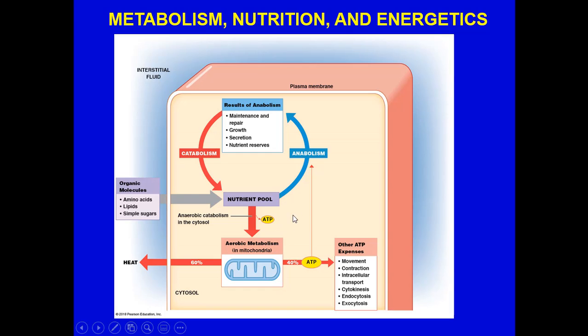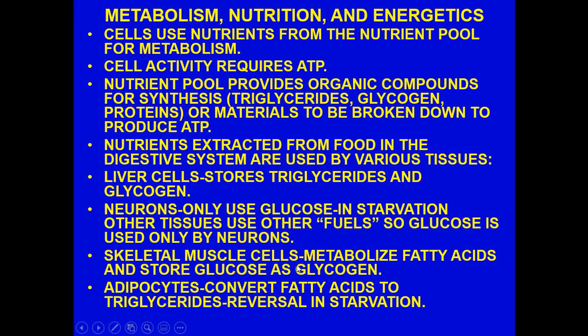When we talk about getting energy out of this, from the nutrient pool, particularly with just glucose, you can get a little bit of ATP in the cytoplasm, but the bulk of ATP production, and keep this in mind, is really in the mitochondria. Now, cells use nutrients from the nutrient pool for metabolism. We've been talking about this and we'll continue to talk about it. The thing is that all basic cell activity really requires ATP.